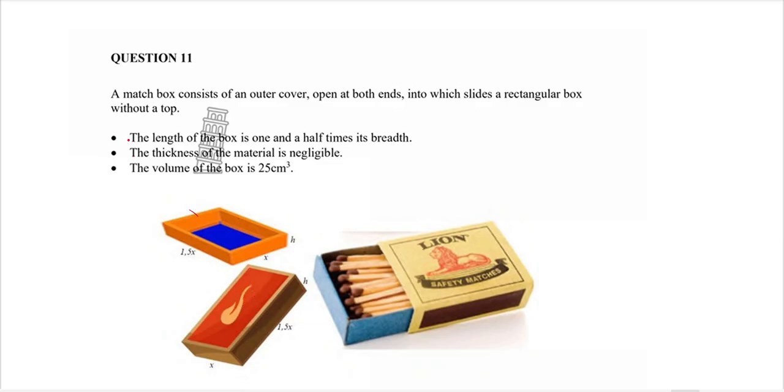So they are saying the length of the box is 1.5 times its breadth. The length, this is the length. They told us 1.5, that's why they say 1.5 times its breadth, 1.5x. The thickness of the material is not labeled, we don't care how thick the material is. The volume of the box is 25 centimeter cube. We have a volume.